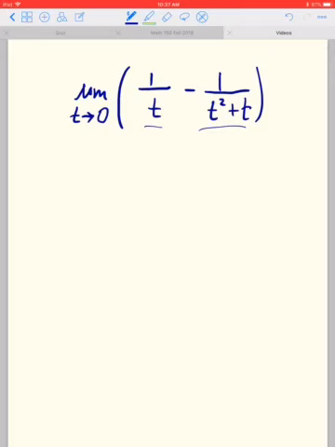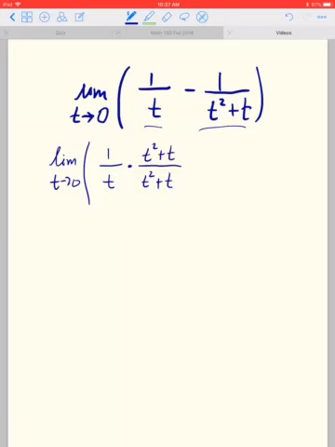So if we get a common denominator, first let's rewrite our limit. Our common denominator is going to be, well, that's a good question. We can sort of look at both of these and say, well, I'm not sure what the common denominator should be, but I can always multiply both of them, right? If I just make the denominator t times t squared plus t, that'll definitely be common. So let me show you what I mean there. So I just multiply one by the other.